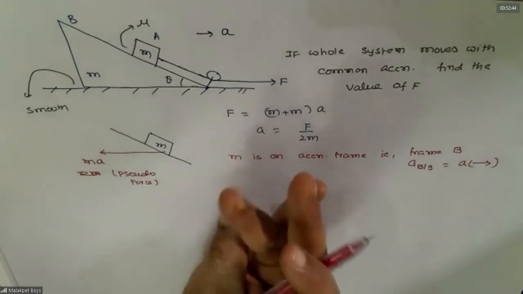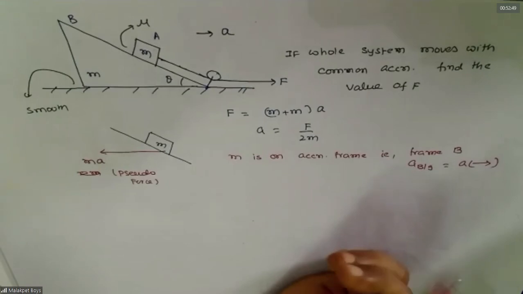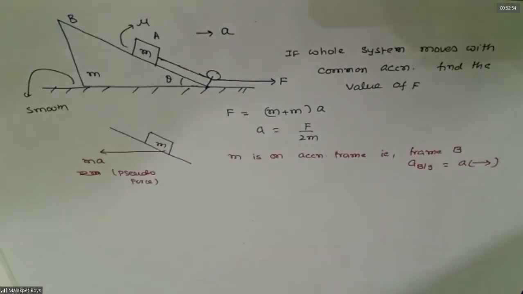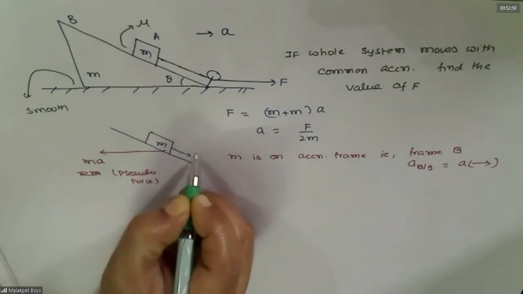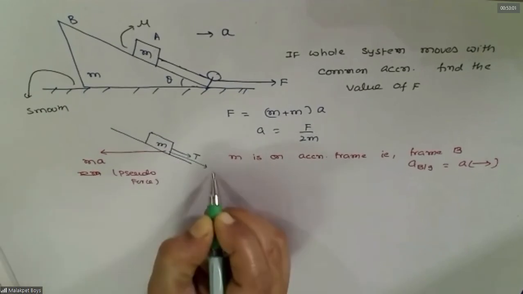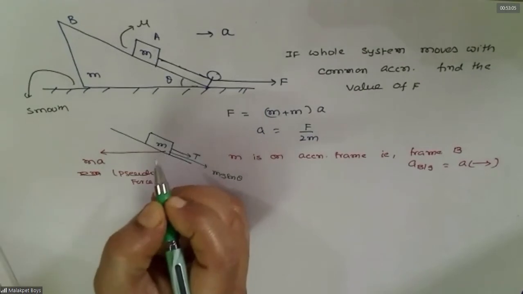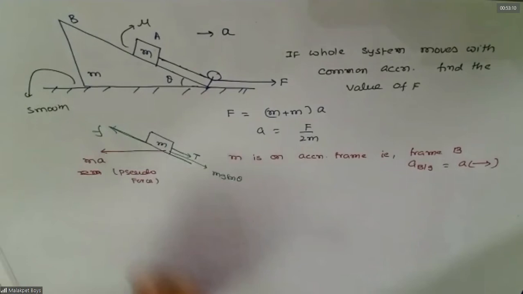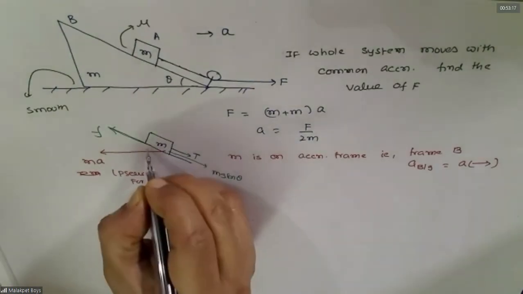So here this is pseudo force. What else is there, man? This one is the tension, in this direction downward. Then down the plane, normal force N_B and the force of friction. Am I right? Yes, sir. This is theta.